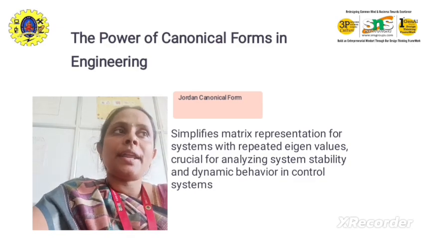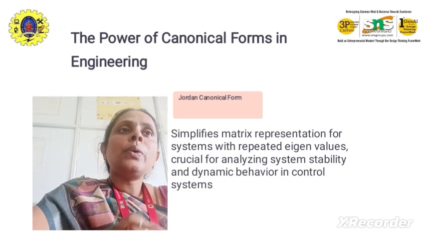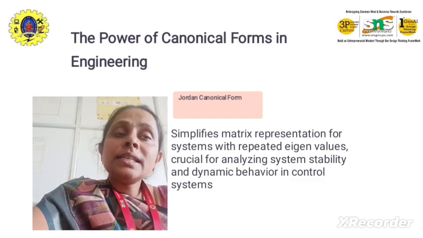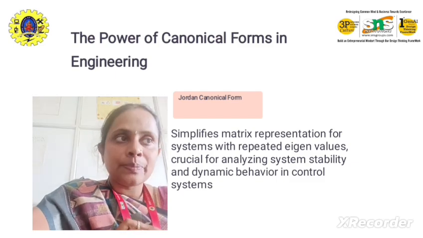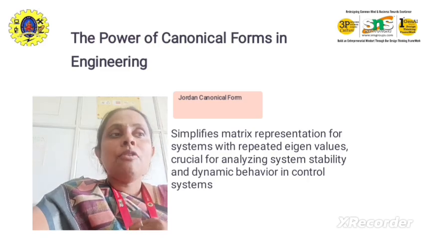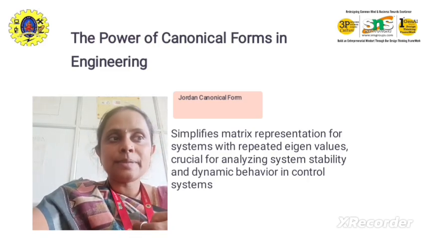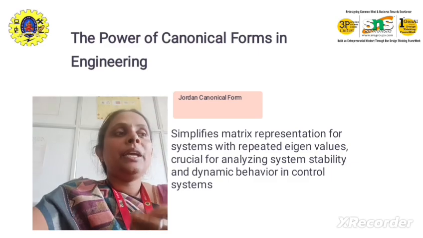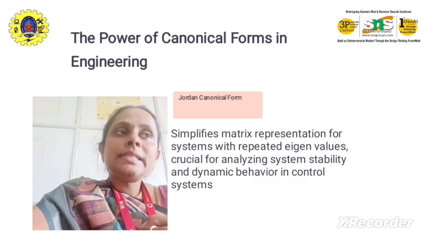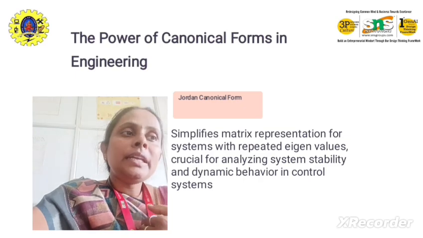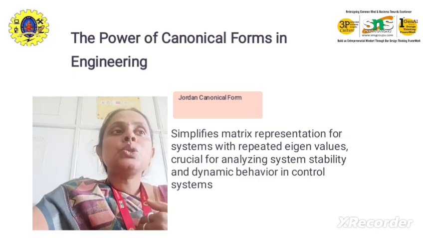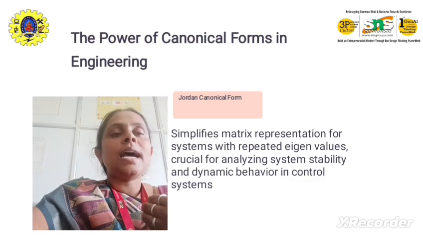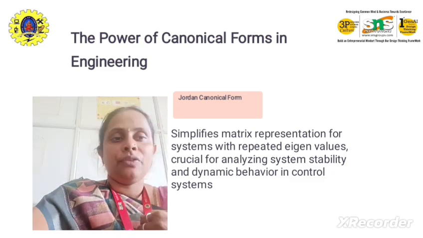Next is the power of canonical forms in engineering. First is the Jordan canonical form. It is the matrix representation for systems with repeated eigenvalues, and it is crucial for analyzing system stability and dynamic behavior in control systems. So the Jordan canonical form is mainly used for analyzing system stability and dynamic behavior.